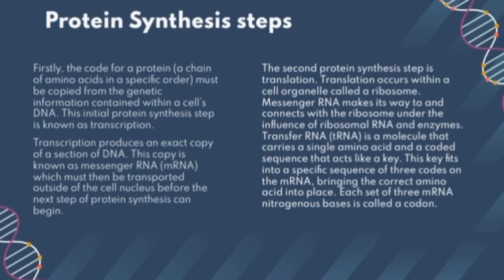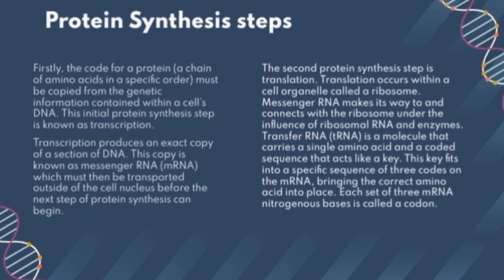Protein synthesis steps. Firstly, to be decoded for a protein, a chain of amino acids in a specific order must be copied from genetic information contained within a cell's DNA. The initial protein synthesis step is known as transcription. Transcription produces an exact copy of a section of DNA. This copy is known as messenger RNA, which must then be transported outside of the cell nucleus before the next step of protein synthesis can begin.